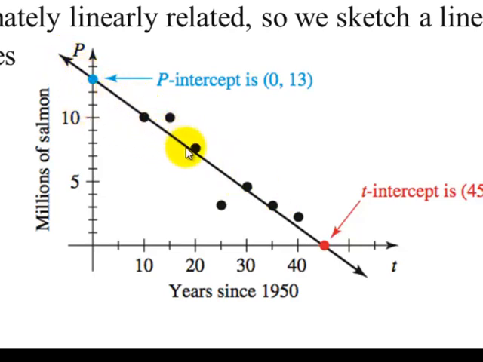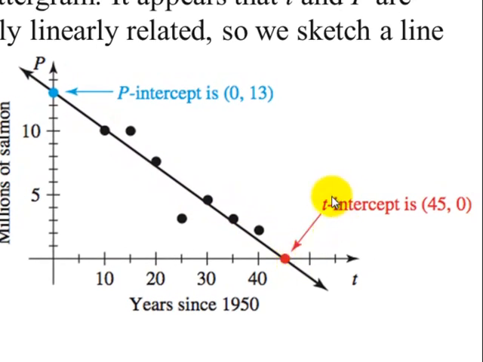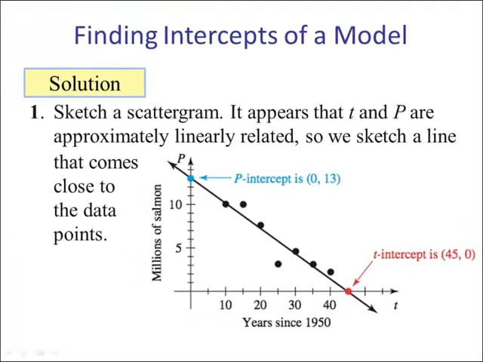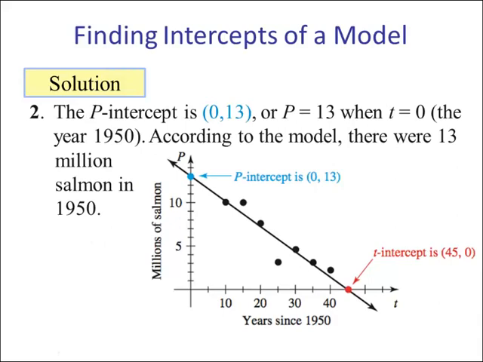So we draw this line. Now from this line we see that the p-intercept is 13, and we see that the t-intercept is 45. So the p-intercept being (0, 13) means, according to the model, there were 13 million salmon when t equals 0. So what we say is, according to the model, there were 13 million salmon in 1950. That's when t is 0.